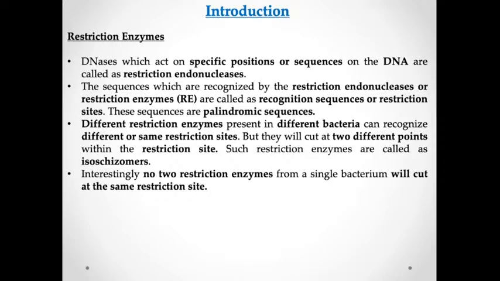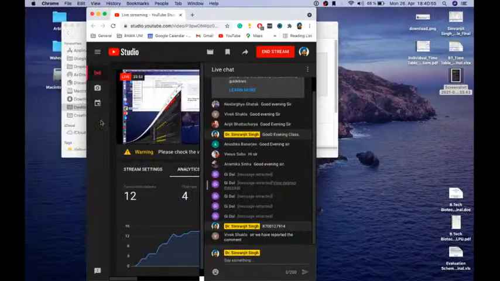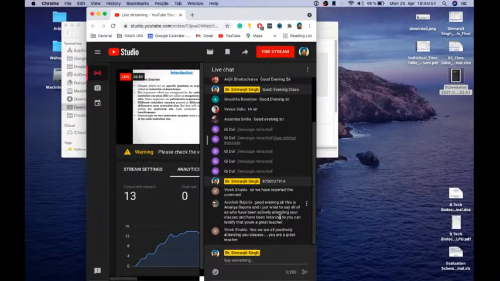Then come the restriction enzymes. Enzymes which act on specific positions or sequences on the DNA are called restriction endonucleases, also called restriction enzymes. They have a recognition sequence, and these sequences are palindromic sequences.